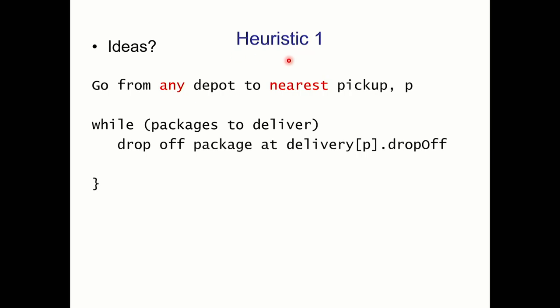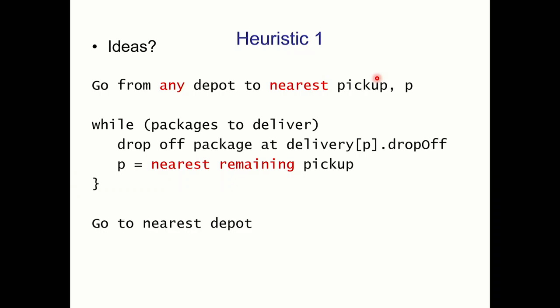And then in a while loop, while there are still packages to deliver, first, I'm going to drop off the package at its delivery drop-off location, the one that I picked up. And second, I'm going to update P to be the next pickup. So wherever I go and drop off a delivery, I'm going to look at the rest of the deliveries and choose the pickup that is closest to me from that location, right? Again, this is called a greedy approach, and I'm just choosing the one that's closest to me. I keep doing this until all of the deliveries are made, and after the last drop-off, I'm going to look at all of the depots again and find the depot that is closest to me, okay?